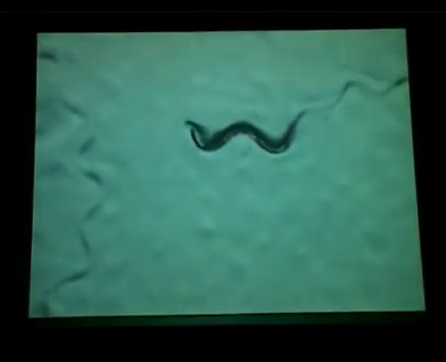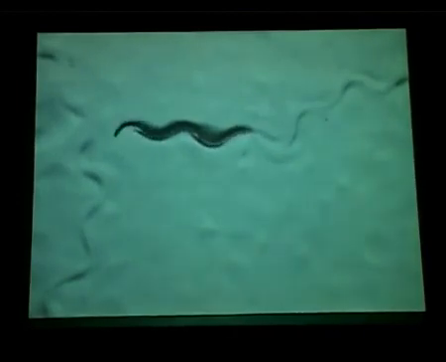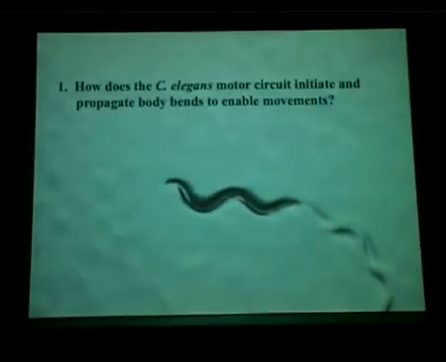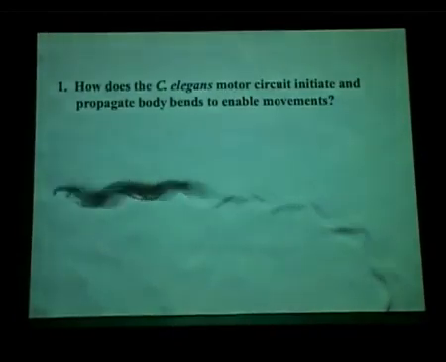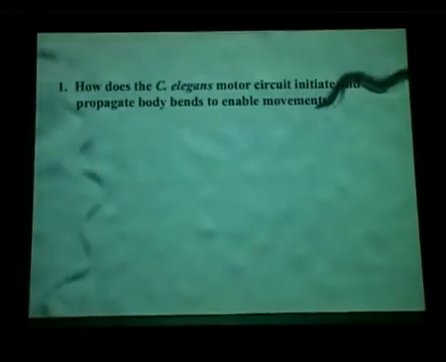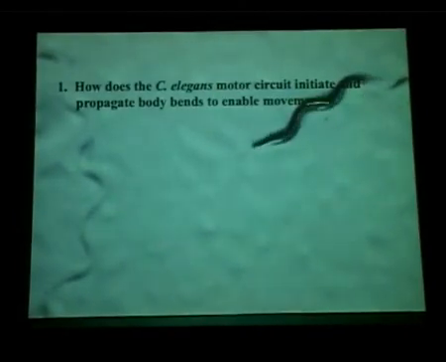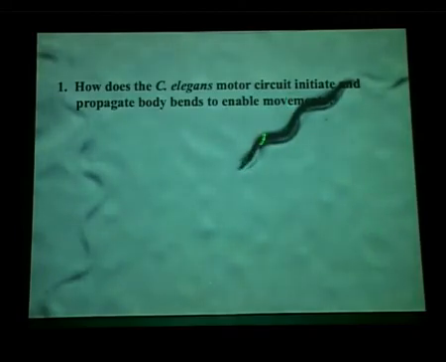elegans motor circuit can really orchestrate all this behavior, all this locomotory output, I like to take this question a little bit even simpler than that. I want to dissect the locomotor behavior into 3 different steps. First question, for them to generate this kind of behavior, the C. elegans motor circuit has to initiate and propagate body bends that propagate either from anterior to posterior direction, which allows the animal to go forward, or from posterior to anterior direction to allow the animal to go backwards.